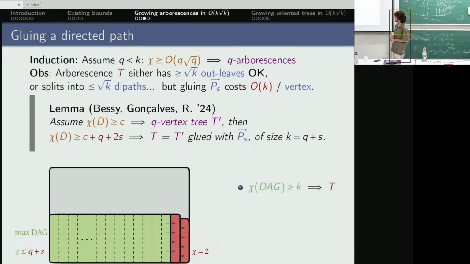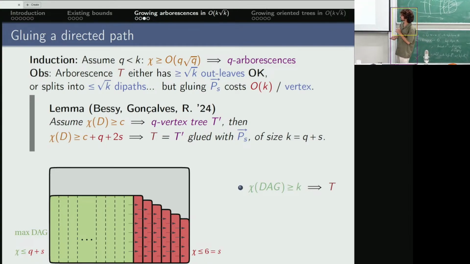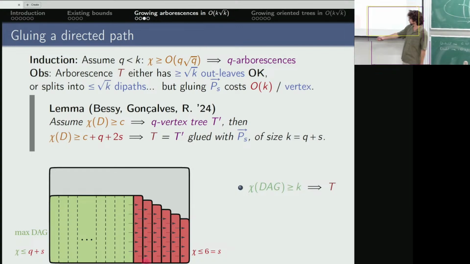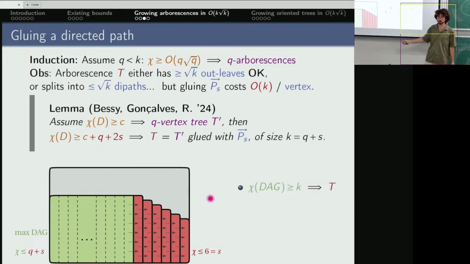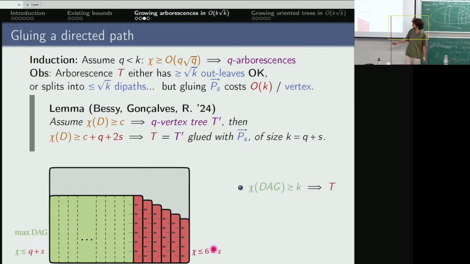And I do the same process again. I remove the sinks, I remaximize, and so on and so on. And say my S here has length 6. Well, I do this operation 6 times. At each step, I remove some sinks, which were independent. So this costs me chromatic number S, 6.